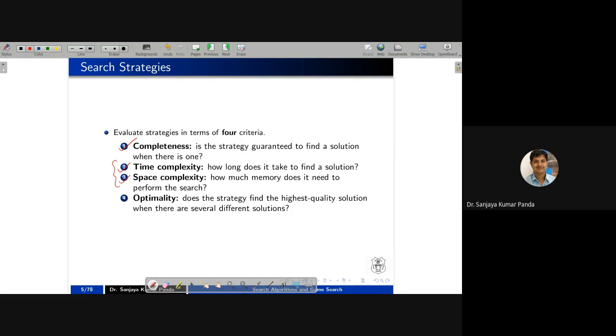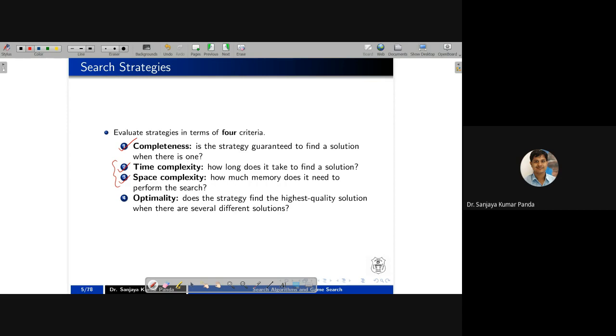Like, I will tell you to apply a search strategy such that you can keep a maximum of 3 elements. You cannot store more than 3 elements because you have limited memory. In that case, space plays a major role. But normally, whenever we deal with algorithms, we assume that we have a sufficient amount of memory.